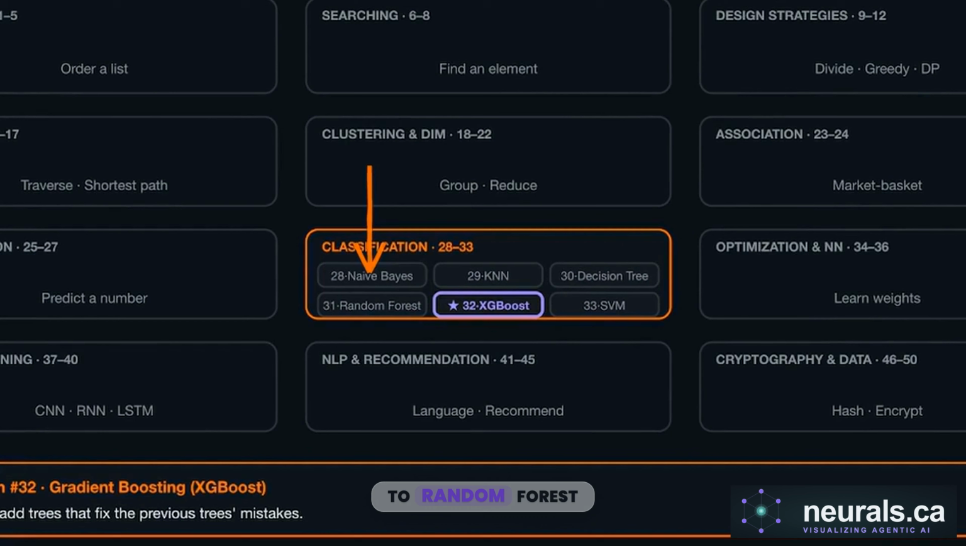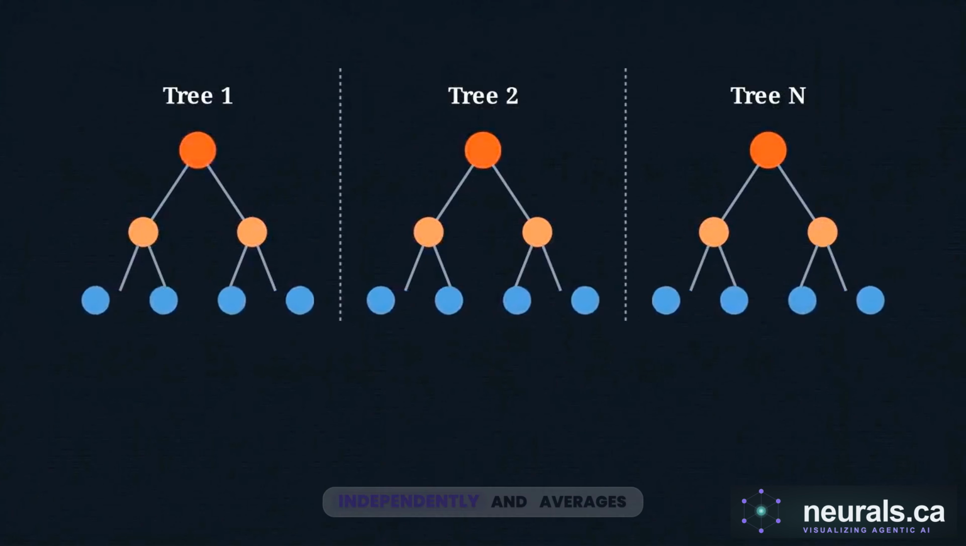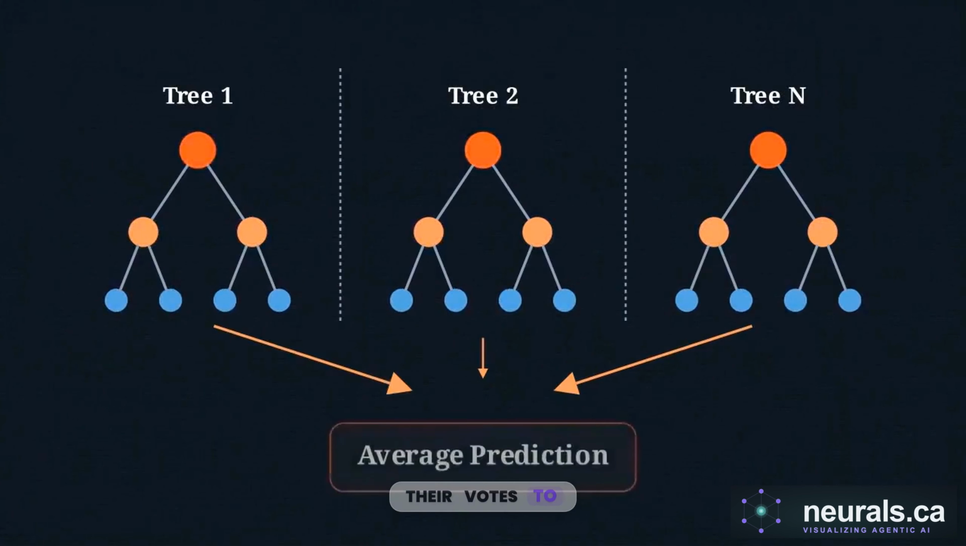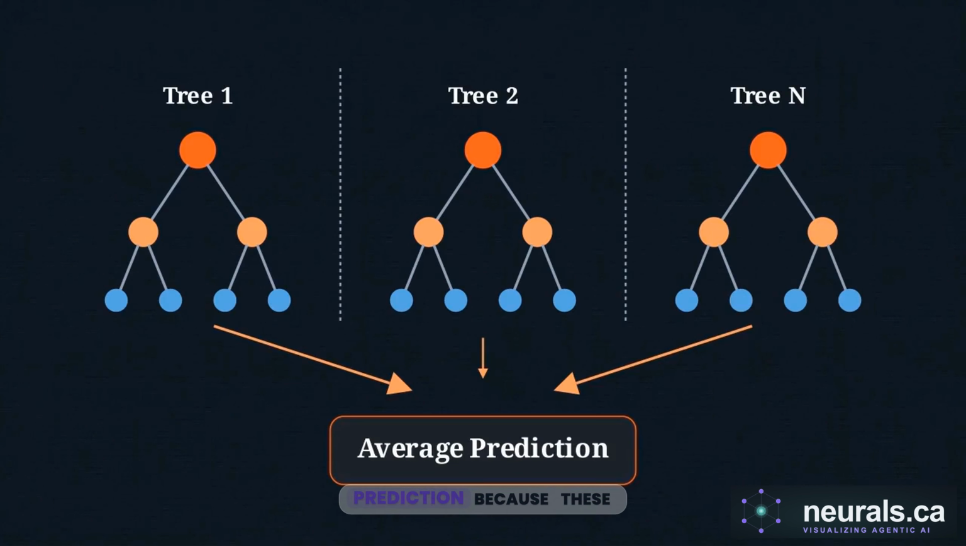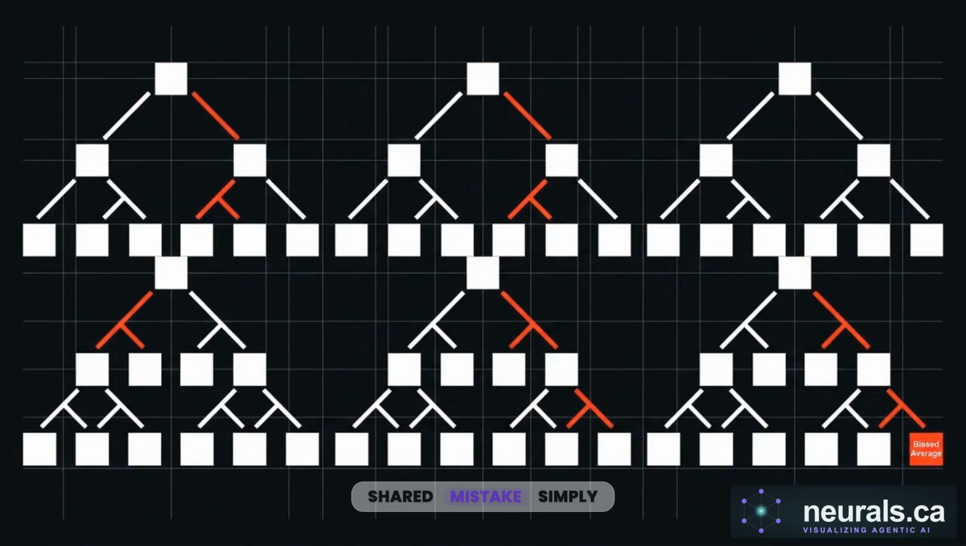On our map of 50 algorithms, algorithm 32 is XGBoost. It sits in the classification category, right next to random forest, though the two approach the same problem from opposite directions. We know that random forest works through bagging. It builds hundreds of decision trees independently and averages their votes to reduce the variance of the final prediction. Because these independent trees cannot communicate, they can't fix each other's blind spots. A shared mistake simply becomes a biased final average.